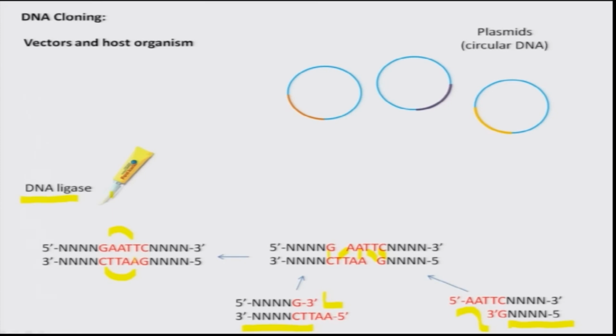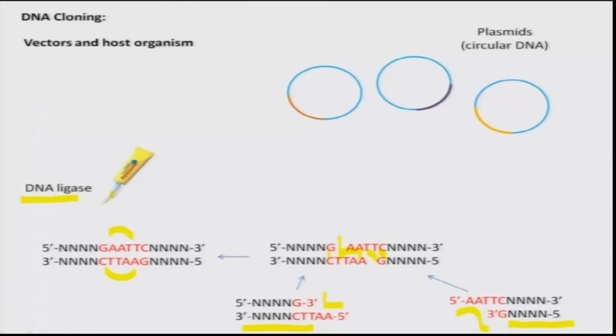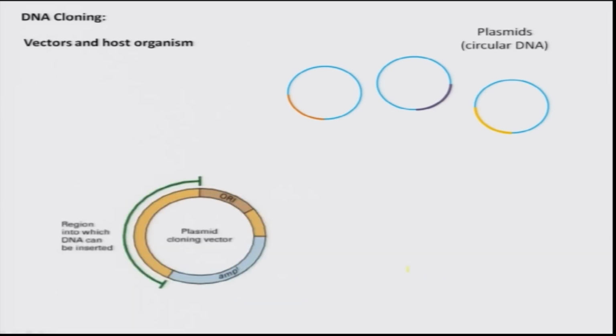Again, this ligase is very, very specific. If the sequences that are joining together are not identical, it will not join. If the overhangs are not complementary to each other, it will not join. Therefore, you will not be able to join two different DNA fragments which have sequence differences in the overlapping regions. So, this way we are able to put the foreign DNA inside this circular vector which you call a plasmid.